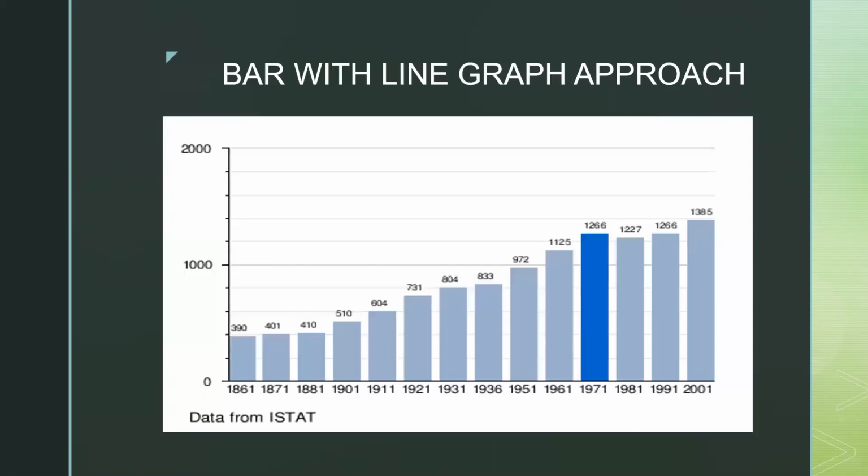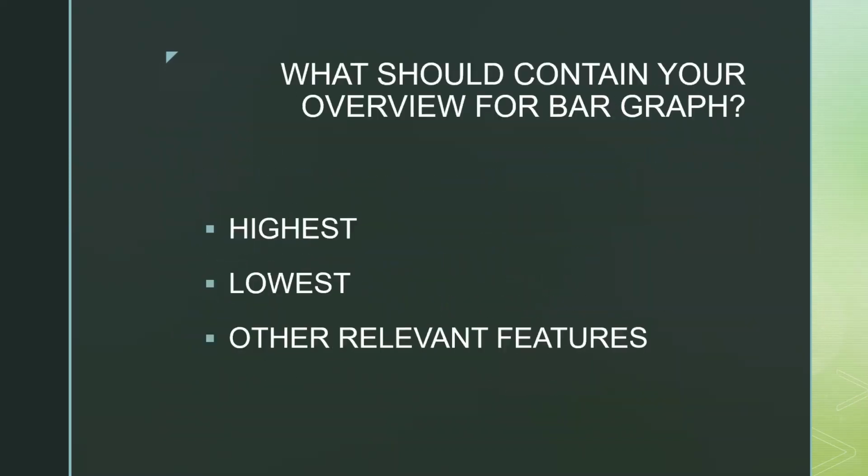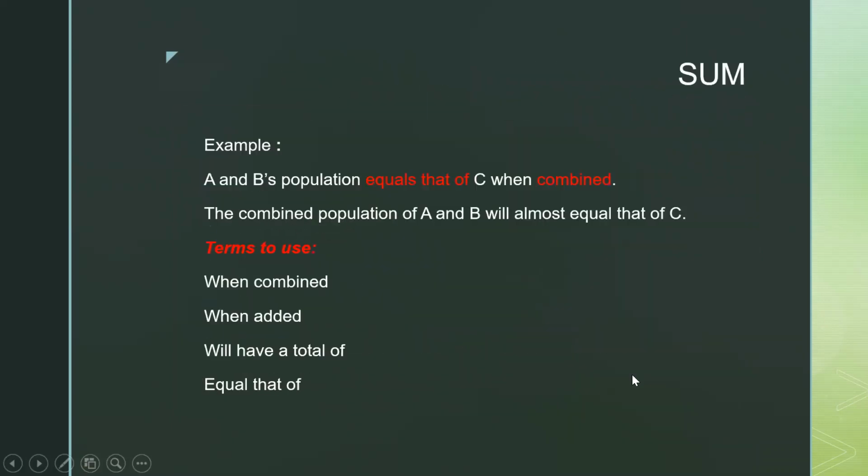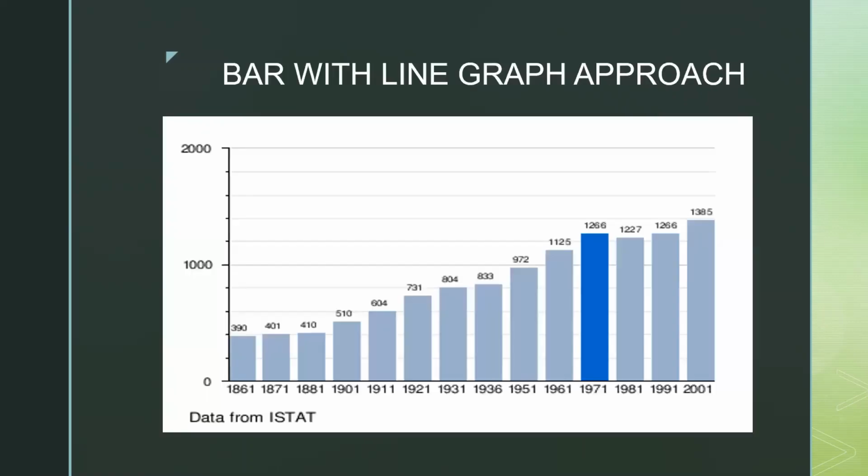So this is an example of a bar with line graph approach. Remember, earlier you had your pure bar graph. This is a pure bar graph. It's just merely comparative. There's no progression. It's discrete. You need to separately discuss Europe from North America, from Asia, and so on. But here, it's progressive. You have a time element, 1861 to 2001, and that is progressive. So that's your indicator that it's a bar with line graph approach.